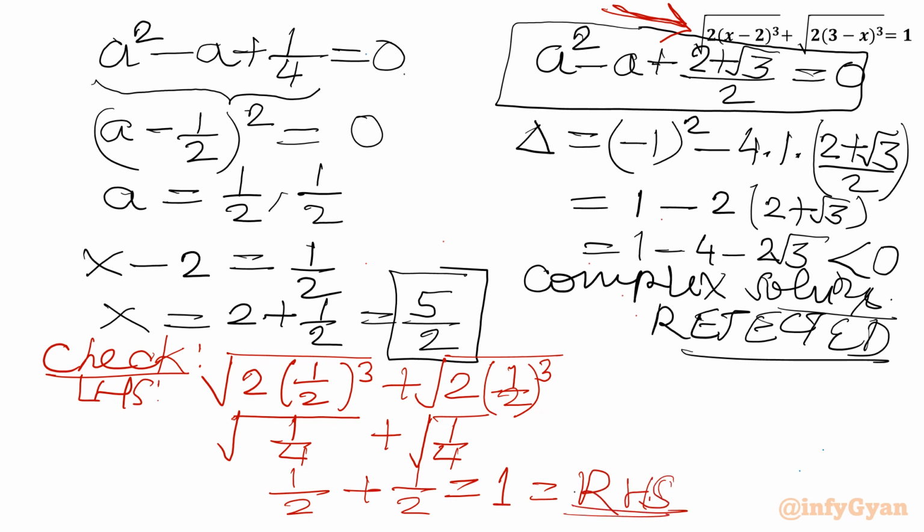Hence verified. So our final solution for this radical equation is x = 5/2.